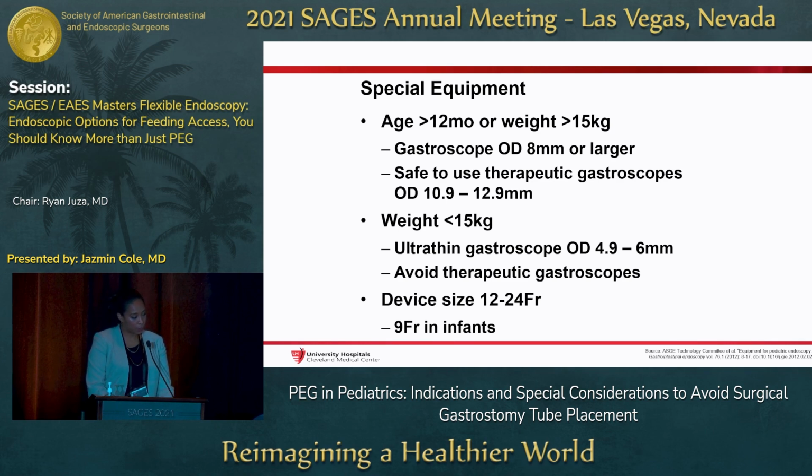For children under 15 kilos, an ultra-thin gastroscope with a smaller outer diameter of 5 to 6 millimeters should be used instead, again, because of the anatomic differences in esophageal and pyloric diameter and the risk of tracheal compression while the gastroscope is in place. PEG tubes of any size between 12 and 24 French can be placed, and tubes that are as small as 9 French should be used in infants.